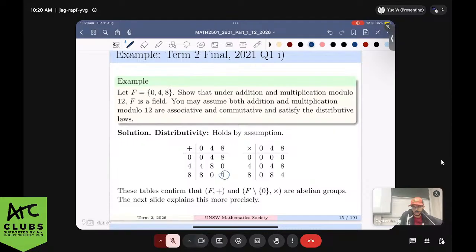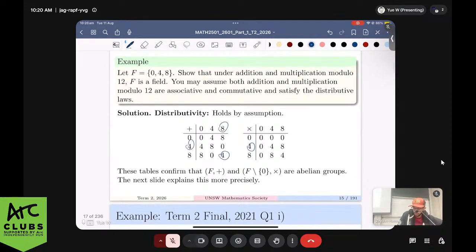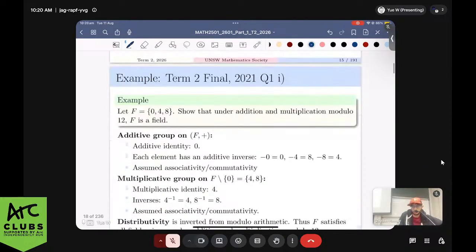It also shows inverses because, for example, the inverse of 4 is going to be 8. The additive inverse is 8 because 4 plus 8 gives 0 mod 12. And this also shows inverses for multiplication. For example, 4 times 0 is 0. So these tables confirm that these are abelian groups. The next slide will explain this a bit more in detail.